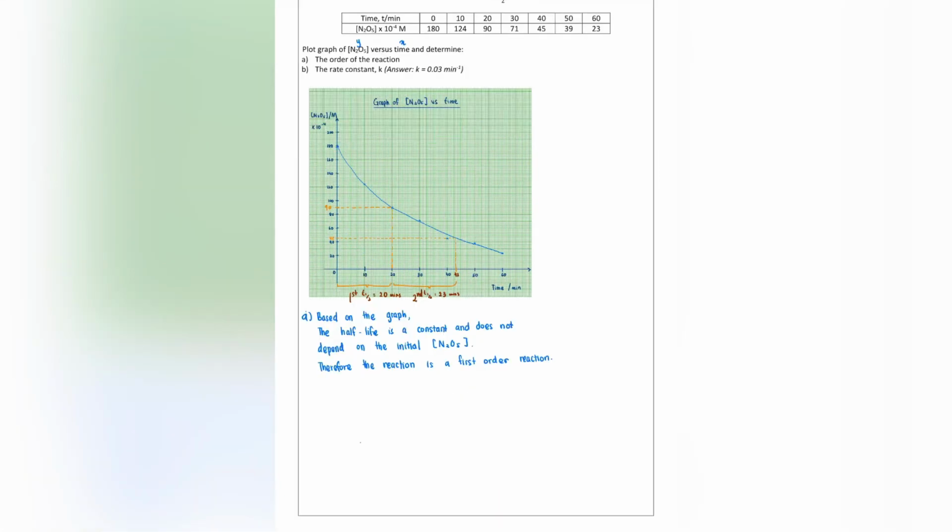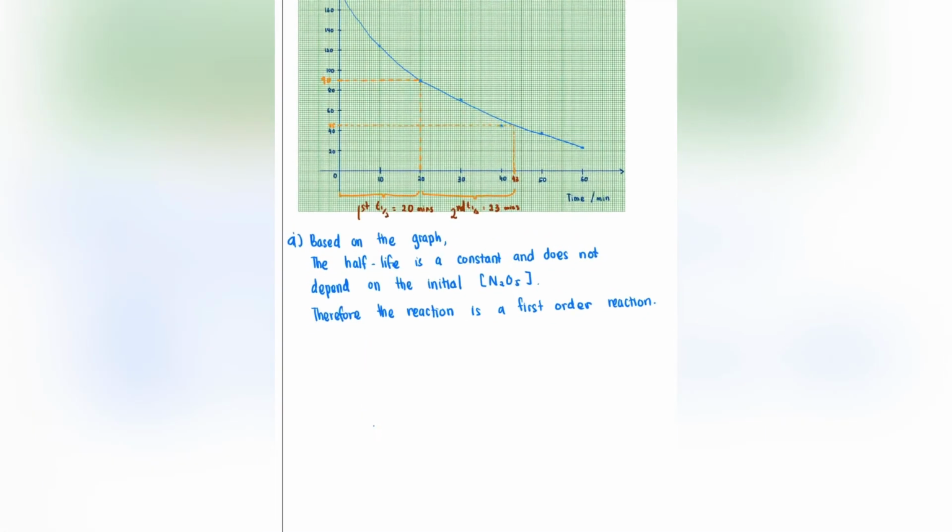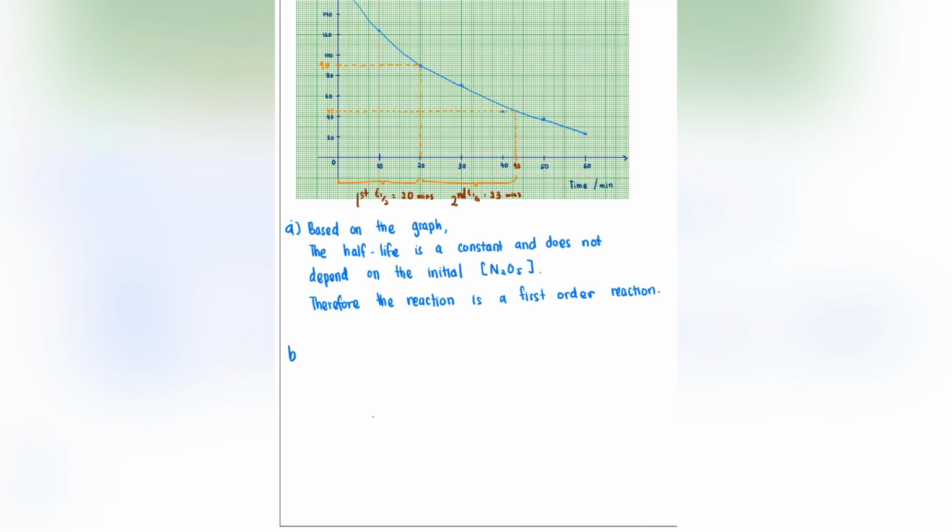Okay, so next question, determine the rate constant K. To determine the rate constant K, usually if the question asks you to plot a graph, it means we will use data from the graph to find the next answer. The rate constant K can be determined by using the half-life formula. So we write back the half-life formula for first order, T half equal to ln 2 over K. K is what we want to find, so rearranging, ln 2 should be divided by the half-life. T half is the half-life.